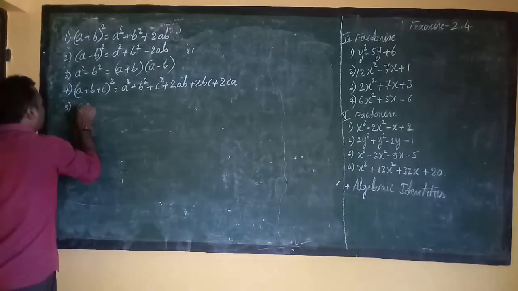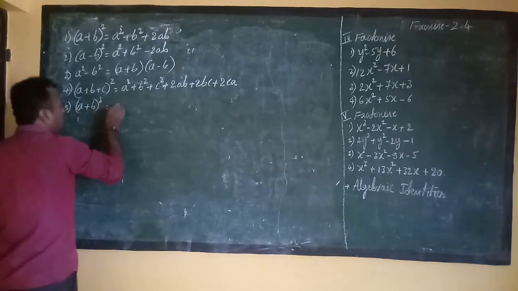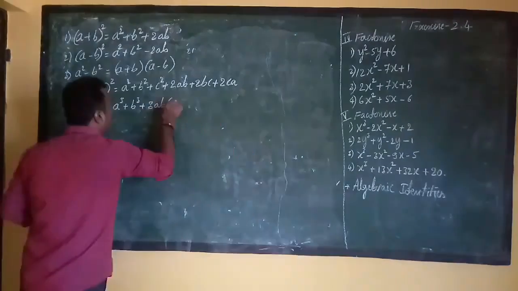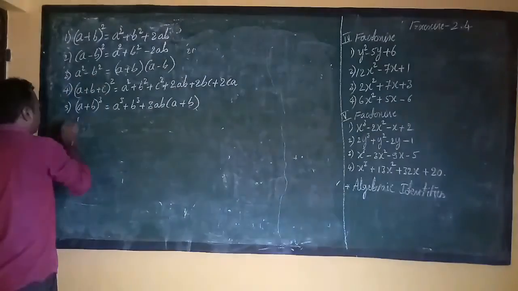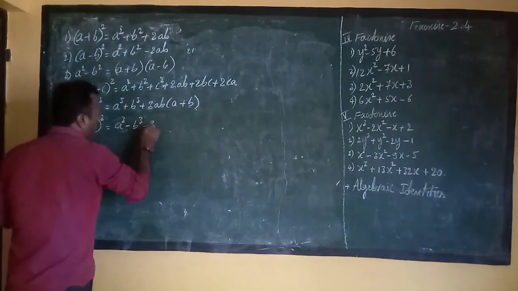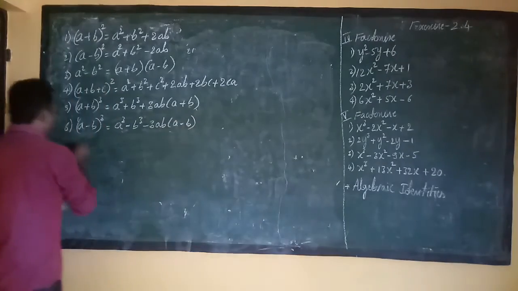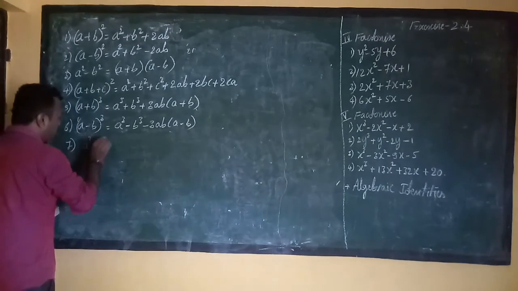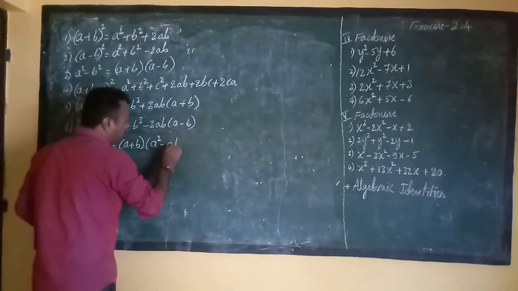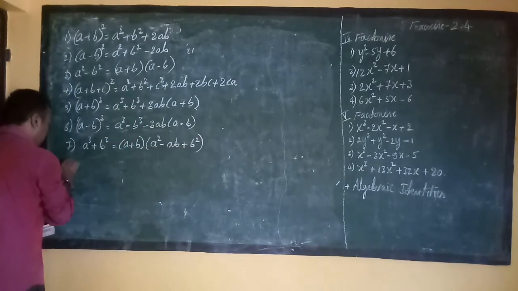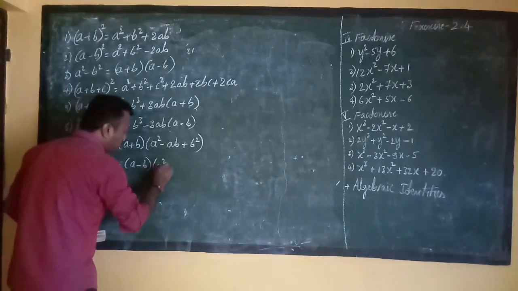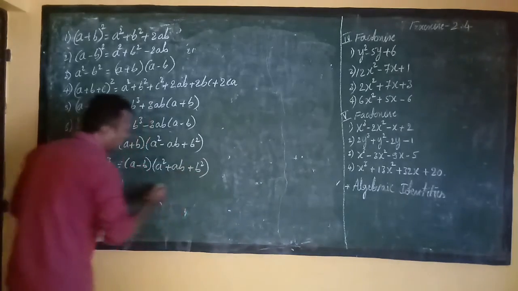And fifth one, a plus b whole cube is equal to a cube plus b cube plus 3ab into a plus b. And sixth one, same, a minus b whole cube: with minus instead of plus, we write a cube minus b cube minus 3ab into a minus b. And seventh one, a cube plus b cube is a plus b into a square minus ab plus b square. Next, eighth one, a cube minus b cube is equal to a minus b into a square plus ab plus b square.